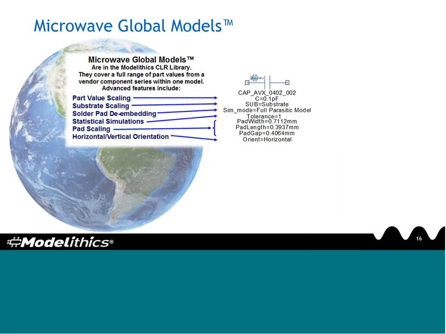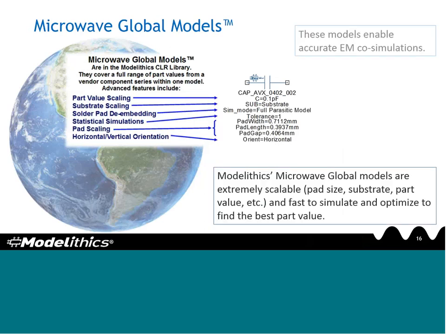All Modelithics models are developed using consistent precision measurements and extensive validation. Our microwave global models, in particular, simulate parasitic effects, accurate ESR, Q-factor, and higher-order resonances as well, helping predict broadband performance. The scalability and de-embedding features of our models allow for flexibility in simulation and enable accurate EM co-simulation as well. Our goal is to help streamline the design process and help designers achieve first-pass design success.